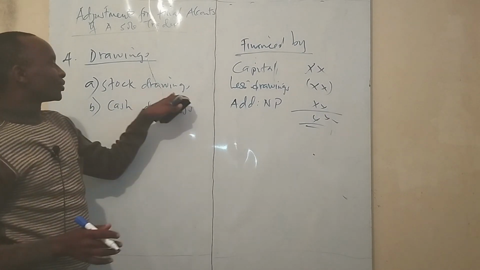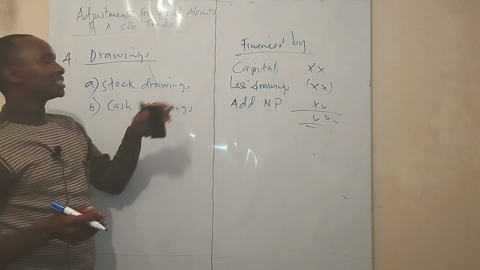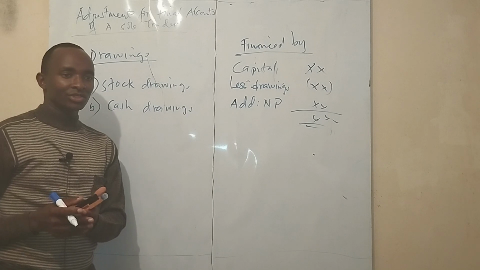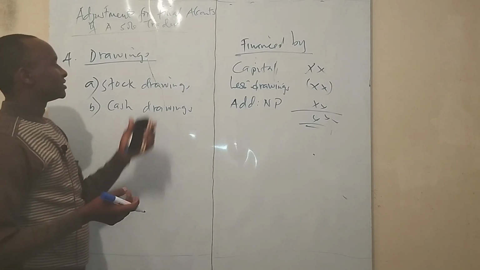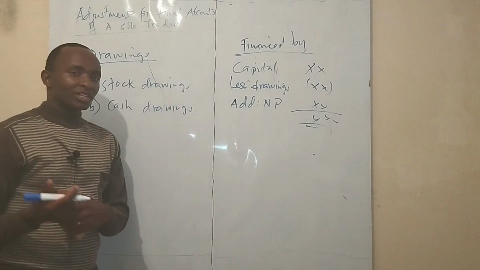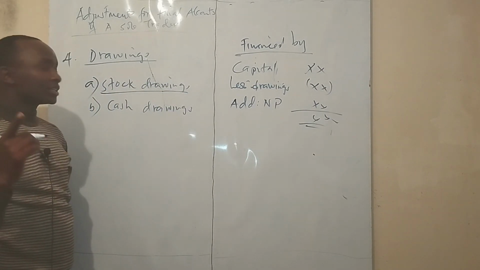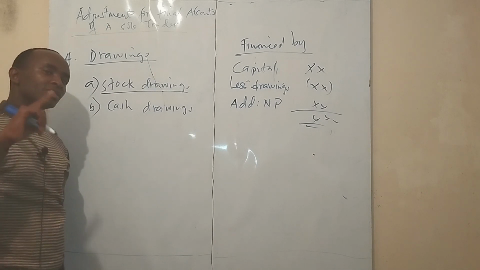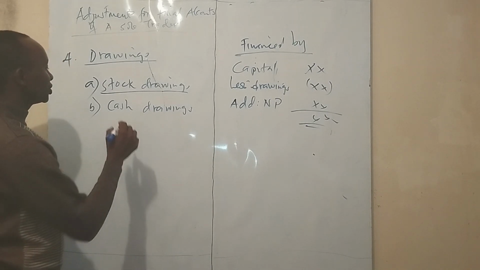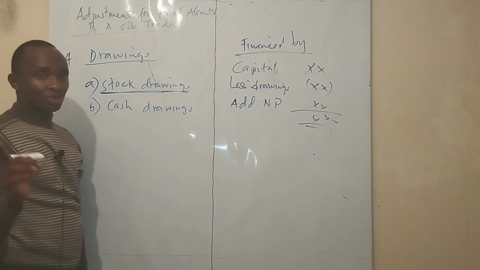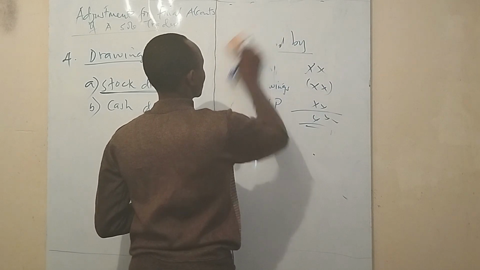Yes, so stock drawings, this one is where the sole trader is eating the stock. Eating that stock means it will reduce the stock of that sole trader business organization. And remember, stock is what you purchase so that you sell. So when the sole trader does the stock drawings, it means he is affecting the purchases account, right? So in short, the purchases account is going to reduce. So, this is how to treat it.